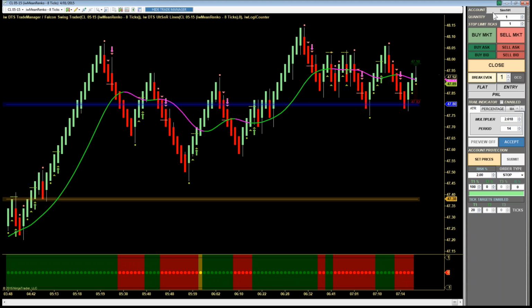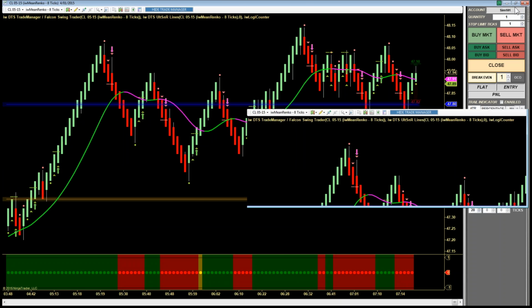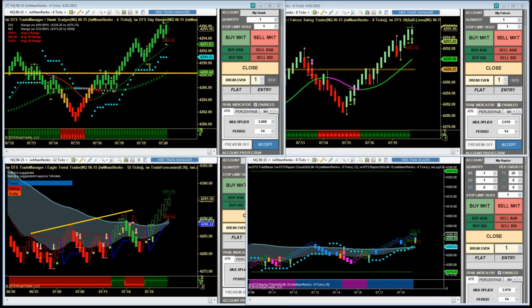But yeah, not a whole lot going on in crude at the moment. So we'll put crude oil away. Here's the British pound. Let's take a look at the British pound on the Hawk.